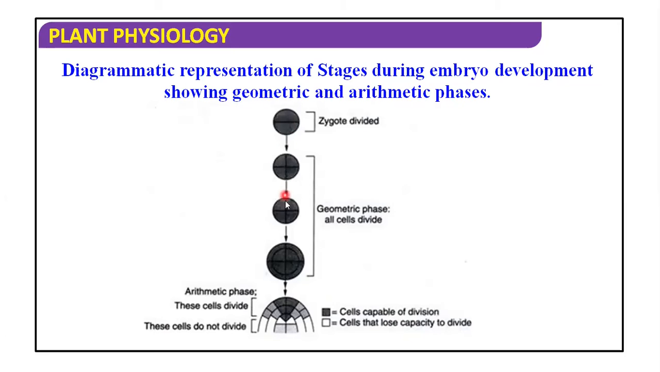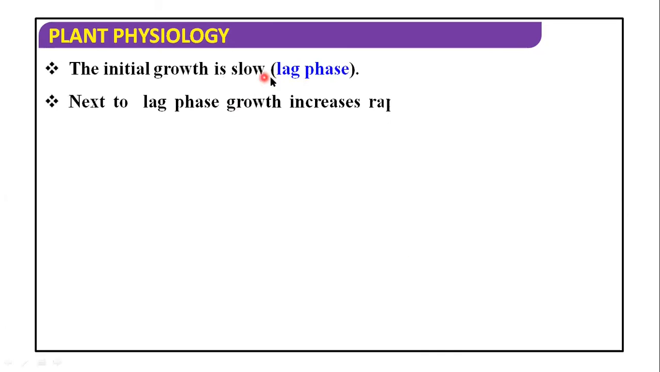Here zygote development is the geometric phase and here is the arithmetic phase, in which these black colored cells are capable of division and this white colored square shows the cells that lose the capacity to divide. Now, initial growth is slow.